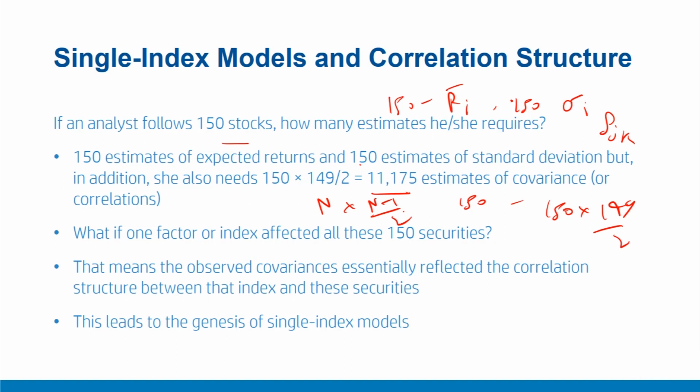This kind of mammoth nature of correlation coefficients has motivated researchers to look for correlation structure across securities to simplify the analysis. How? Consider n variables to track. It is difficult, but if one finds that 90% of these variables is explained by one single variable, or one single index in this case, then you only need information about that one variable to predominantly get information about all the n variables. And this leads to the genesis of single index models. That means the observed covariances essentially reflect the correlation structure between that index and these securities.